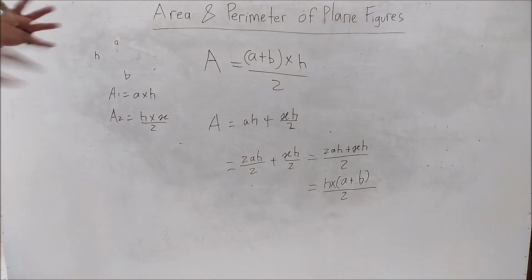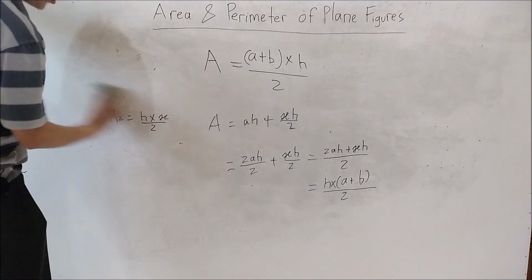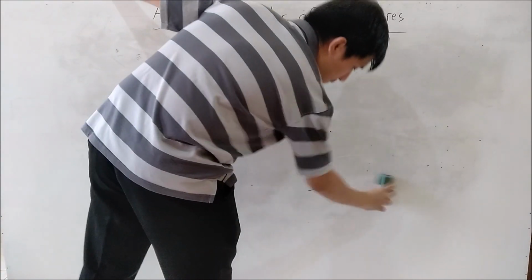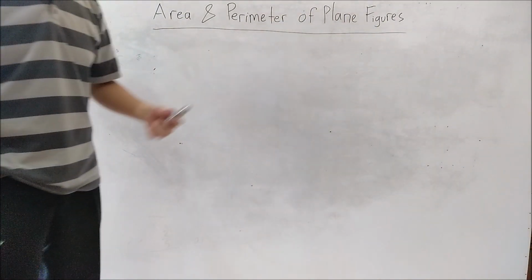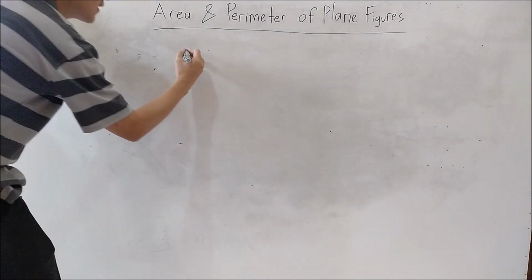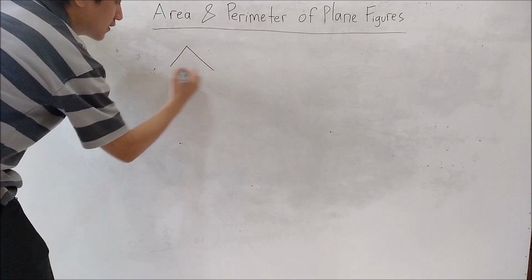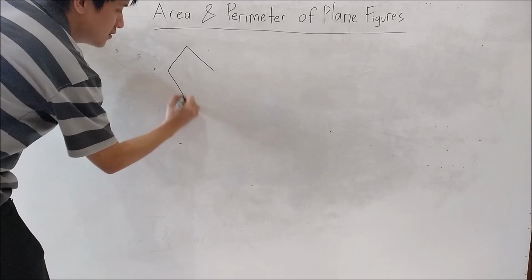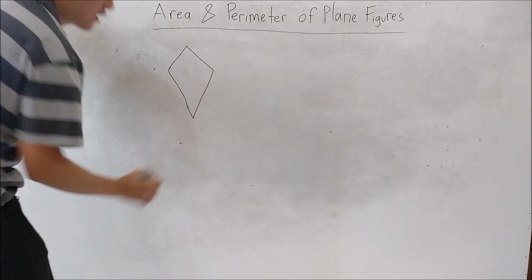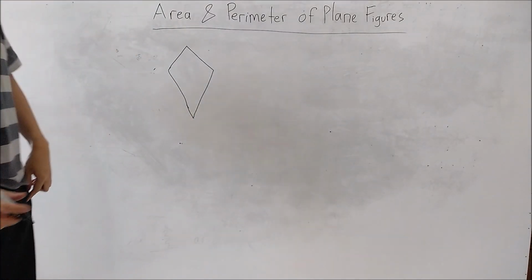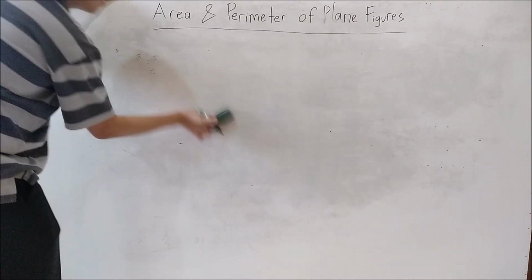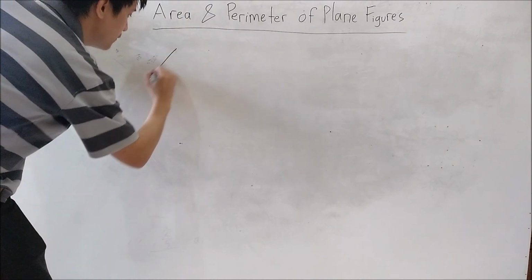I will give you two bonus shapes, which are a kite and a rhombus. Both of them are actually the same. The difference between kite and rhombus is in the sides, where kite will have two pairs of lengths that are equal, while rhombus will have all sides equal. I'm sorry, let me draw it better for you.